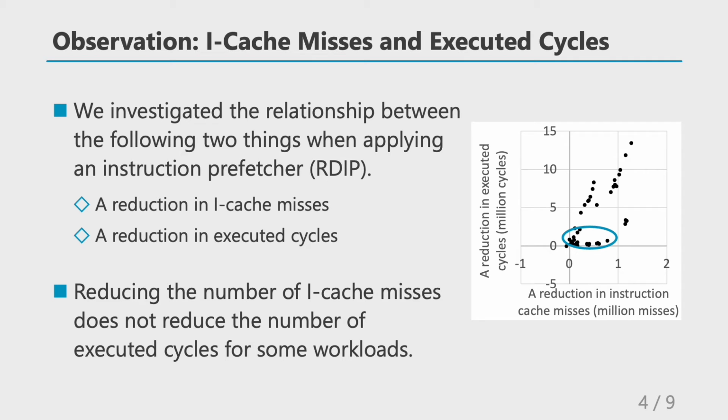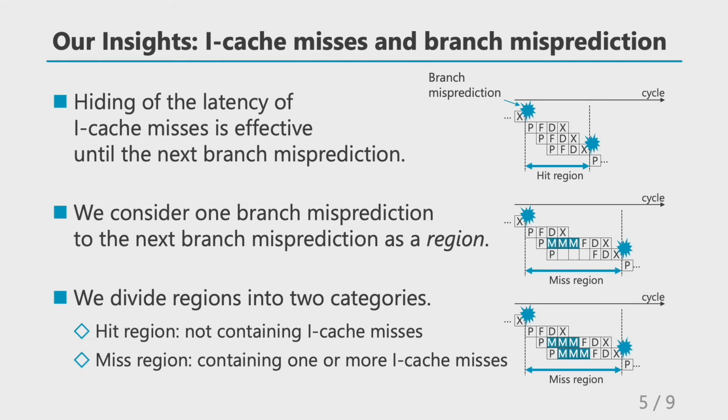some workloads. To clarify the relationship between instruction cache misses and performance in modern processors, we focused on the relationship between instruction cache misses and branch mispredictions. Hiding the latency of instruction cache misses explained before is effective until the next branch misprediction. Based on this observation, we consider one branch misprediction to the next branch misprediction as a region.